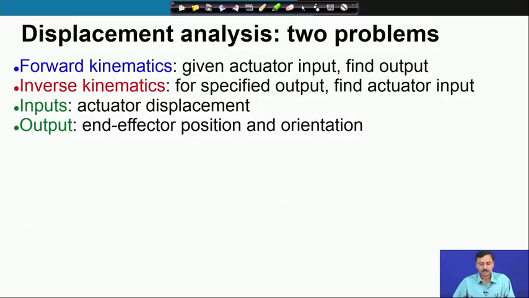Now, we have 2 kinds of problems, as you know, the forward kinematics problem, in which the actuator inputs are given, we have to find out the output. Output is the end effector position or position and orientation depending on degree of freedom of the chain. So, an inverse kinematics problem, for a specified output, that means the position and orientation of the end effector or just the position of the end effector, we have to find out the actuator input or inputs.